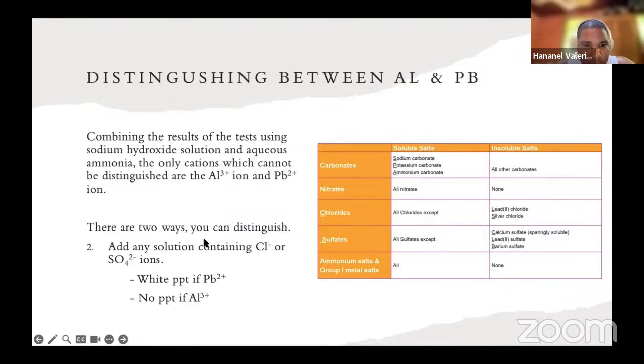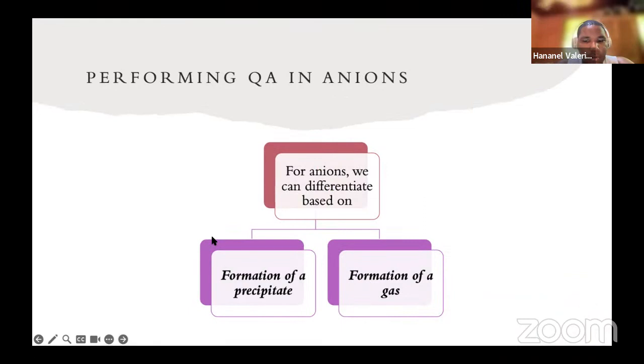So if you form a lead species with these, you get a white precipitate because it's insoluble. But if it's aluminum, there will be no precipitate because aluminum will form a soluble salt. Okay, so that's it for our cations.